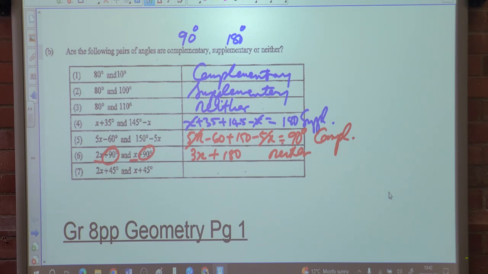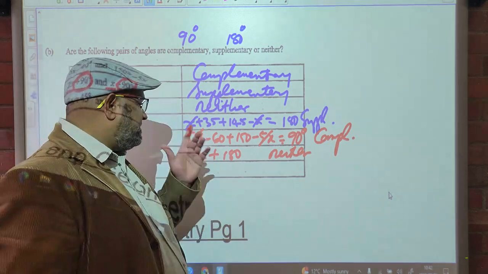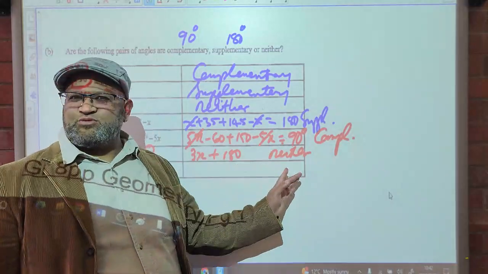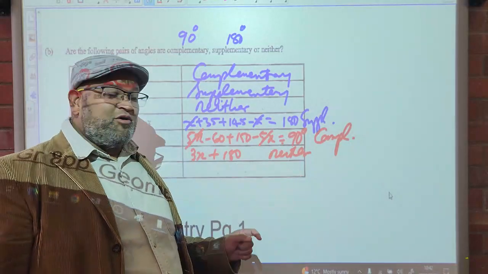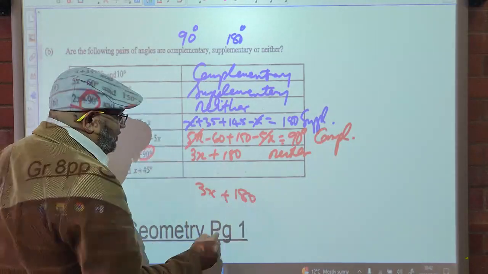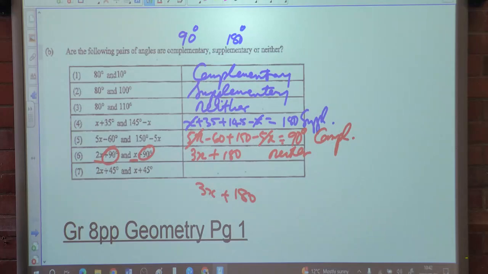If x is equal to 0. Then it will be supplementary. Why? Because 0 times 3 is 0, and 0 plus 180 is 180. For which value of x will 3x plus 180 be complementary?